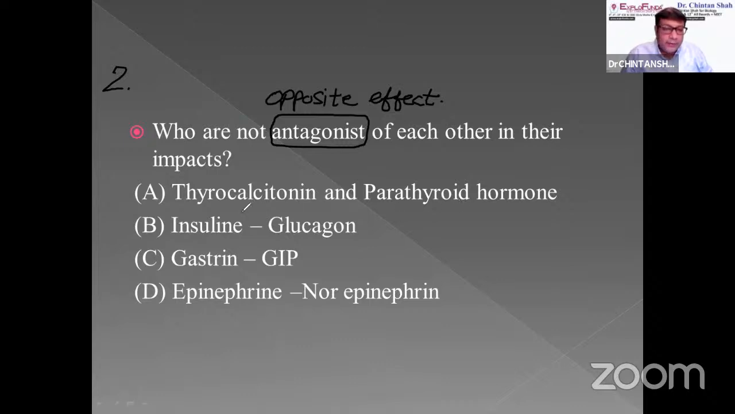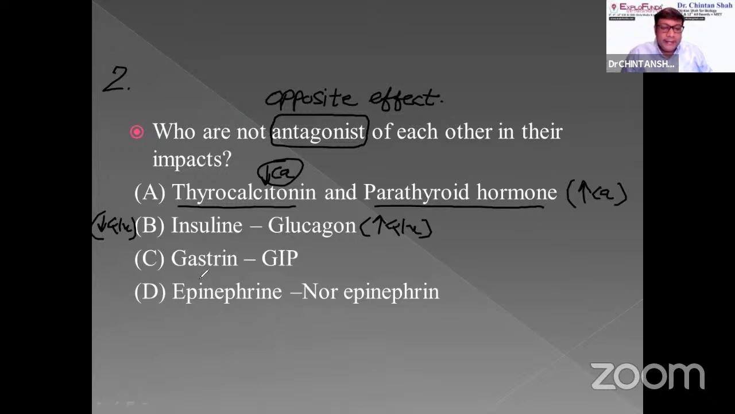Can you tell me what is the function of thyrocalcitonin and what is the function of parathormone? This one is increasing blood calcium level, this one is decreasing blood calcium level. Then insulin is decreasing blood glucose level, and glucagon is increasing blood glucose level. Gastrin is stimulating the gastric glands to secrete gastric juice, and this is stopping it. But epinephrine and norepinephrine are the same, so perfectly fine.